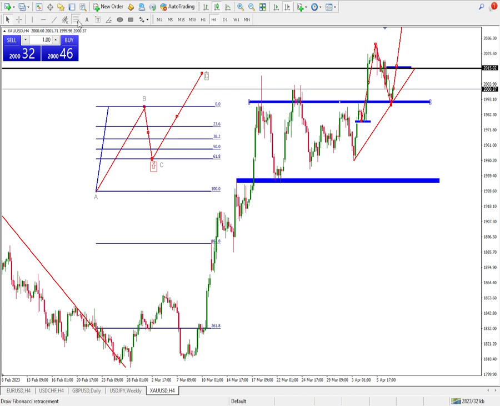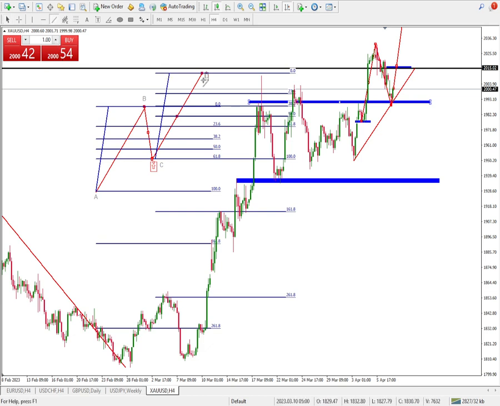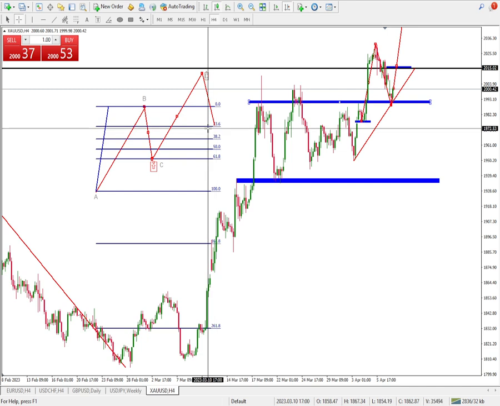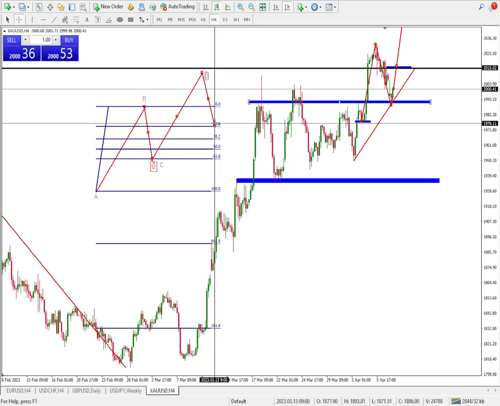Okay, and another entry will be from right here. It depends on the structure of the market here. Right here. So then we say why the market bounces off from 23.6. Well, this is actually 61.8% retracement of this impulsive one. You see this one from C to D. So this is one way of trading it in trending markets.